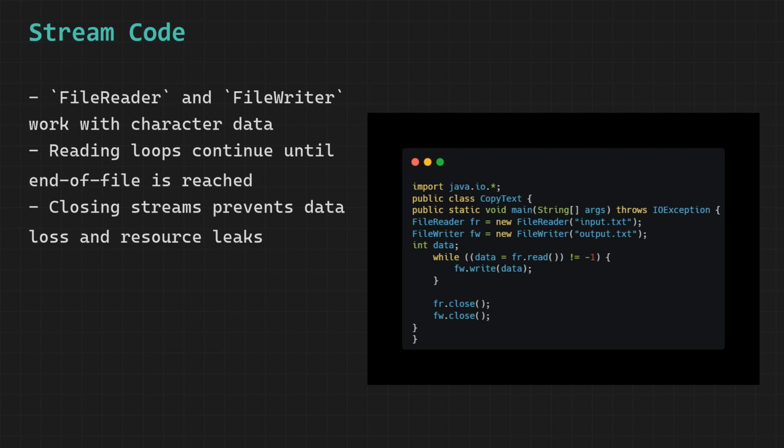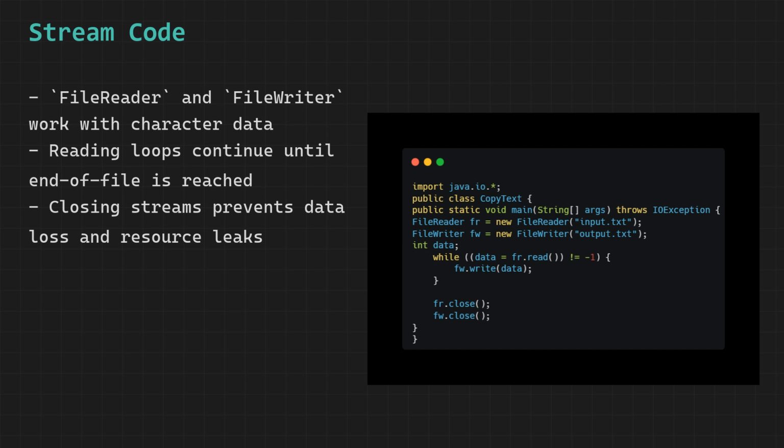The loop condition checks whether the value returned is -1 and keeps running as long as it is not. Inside the loop we call fw.write and pass the data value into it. This writes the character to the output file. One character is read and one character is written on each iteration until the entire input file has been processed. After the loop finishes, we call fr.close to close the file reader and fw.close to close the file writer.